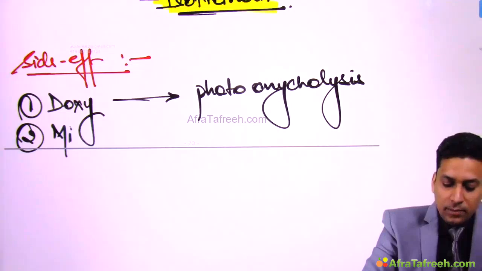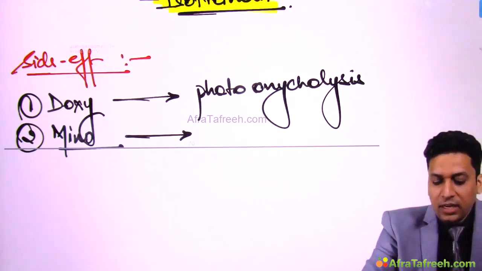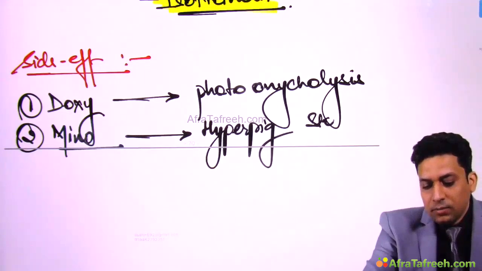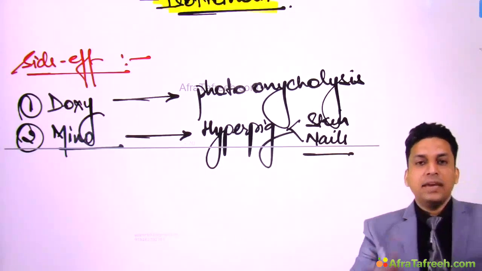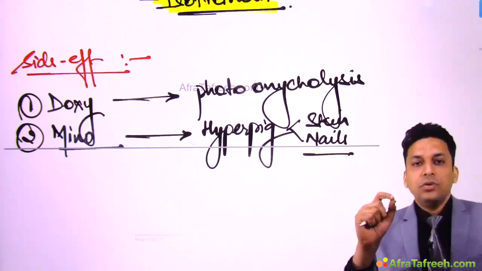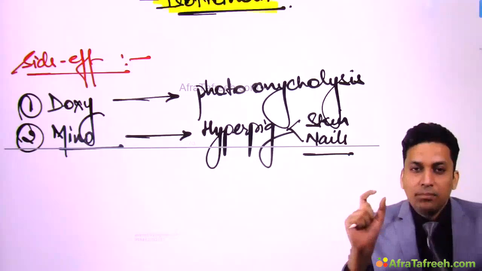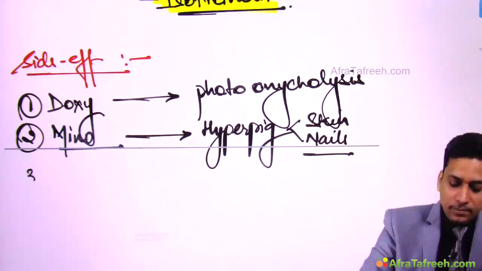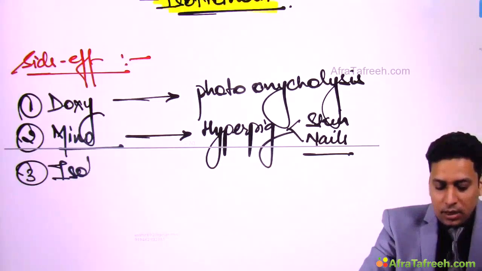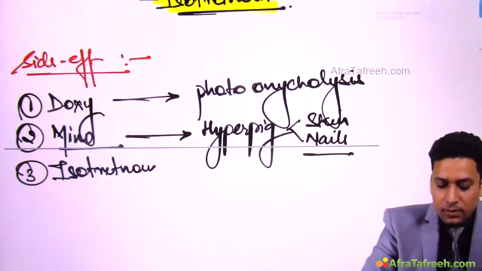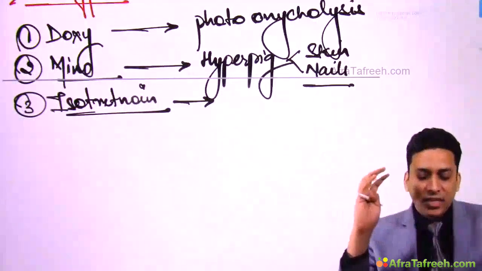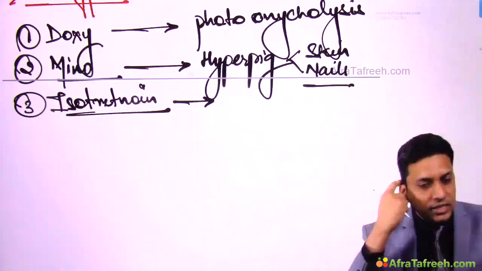Then minocycline. Minocycline can lead to hyperpigmentation of not only skin but sometimes nails as well. Once this question came, which of the following drugs can lead to melanonychia. Melano means darkening, nychia means nails. So the answer was minocycline. Then third is isotretinoin. Now isotretinoin is the drug of choice and it can lead to so many different side effects and it is important. So we are going to discuss the side effects in detail.